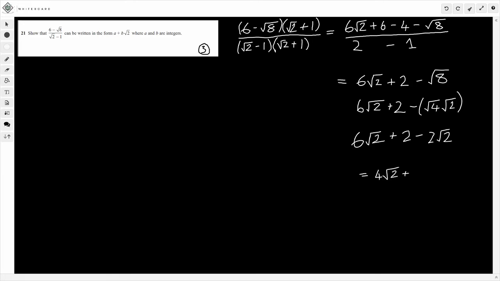And then if we express that in the form they want, a plus b root 2, that's going to be 2 plus 4 root 2. So clearly a is 2 and b is 4. And there we have it, guys. So we've rationalised that expression to get it in the form that's required. And that's all 3 marks.